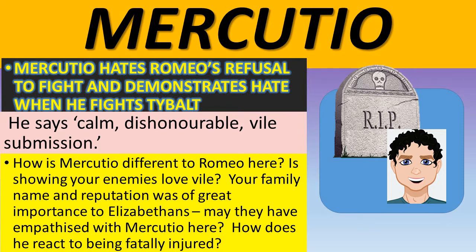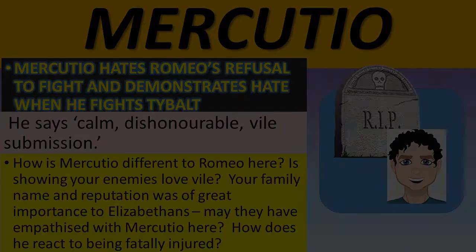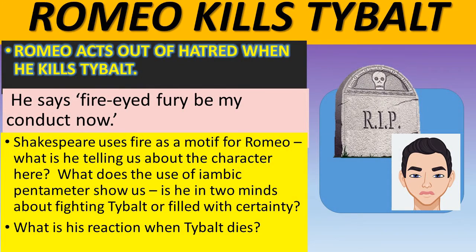Okay, after Mercutio's death at Tybalt's hands, Romeo then kills Tybalt. So here's the point that we're going to make. You can copy this down again, word for word. Romeo acts out of hatred when he kills Tybalt. So, a simple point, and I'm using that word hatred in there to make sure that I'm clearly answering the question throughout my response. He says, "Fire-eyed fury, be my conduct now."